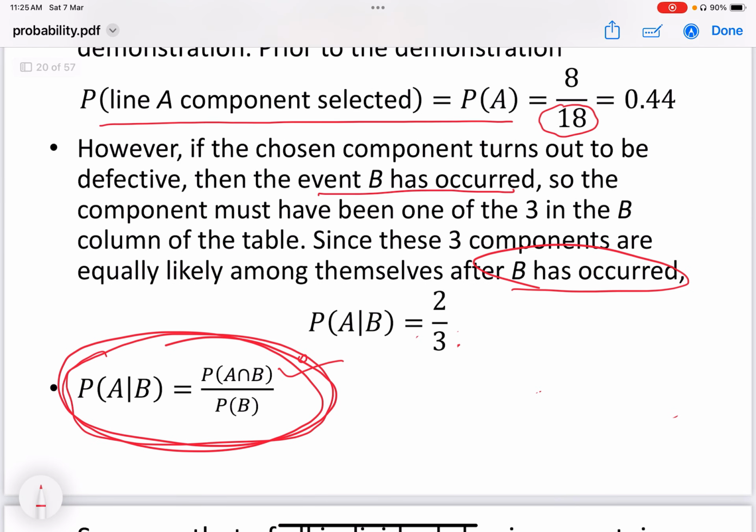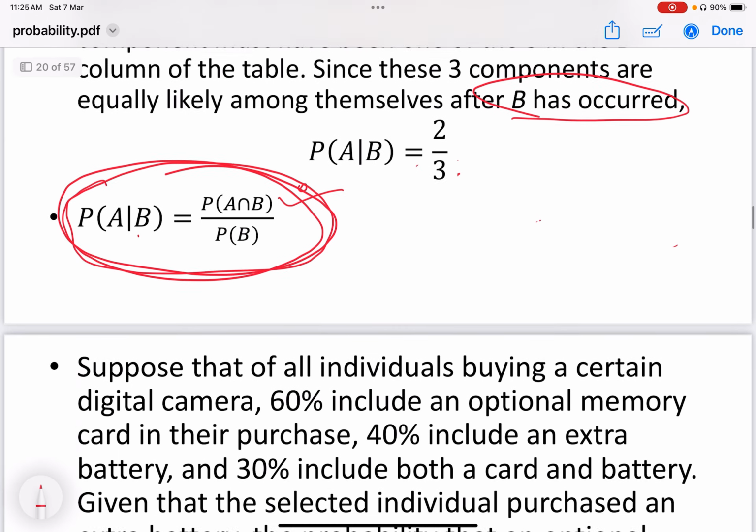So basically this formula is used. P of A given B is P of A intersection B over P of B.